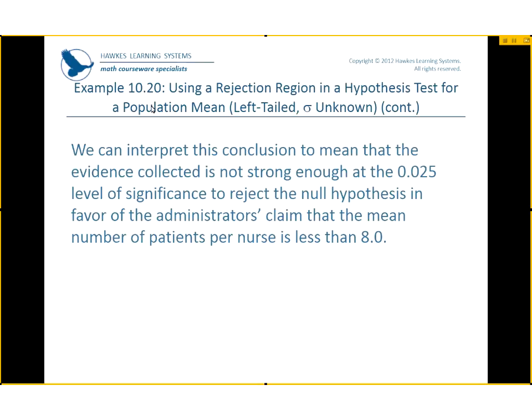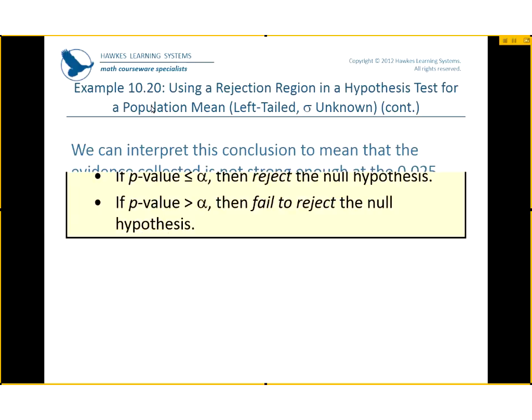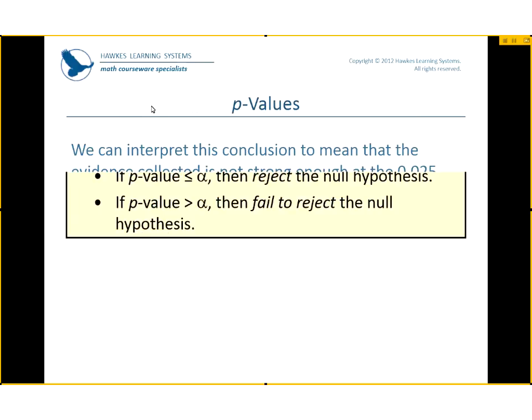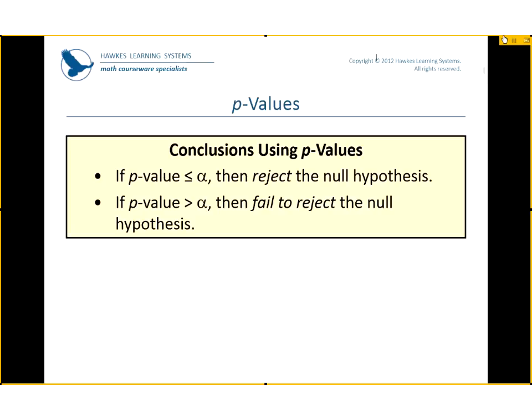So what can we say? We can interpret the conclusion to mean that the evidence collected is not strong enough at the 0.025 level of significance to reject the null in favor of the administrator's claim that the mean number of patients per nurse is less than 8.0. So that means the nurses have a case at this point. Okay, we can also use the p-value, and I'm going to do that in the next video.